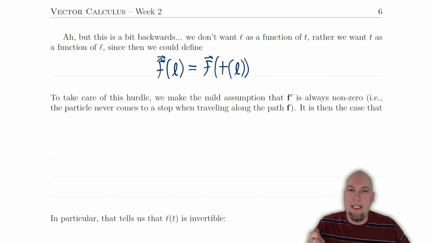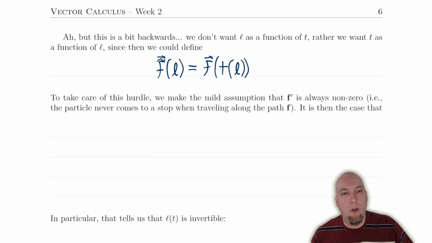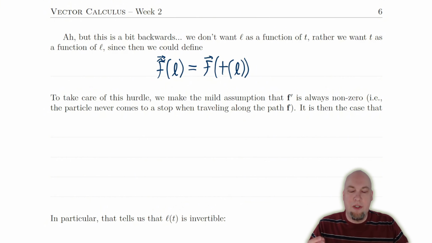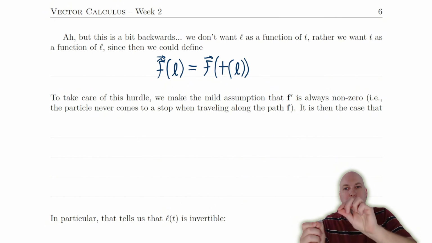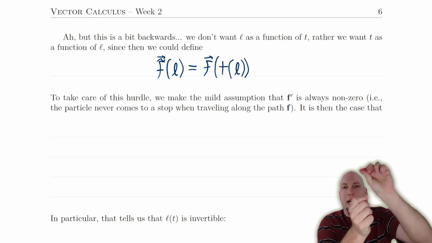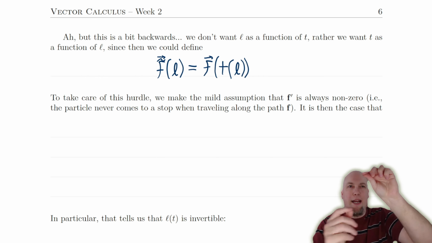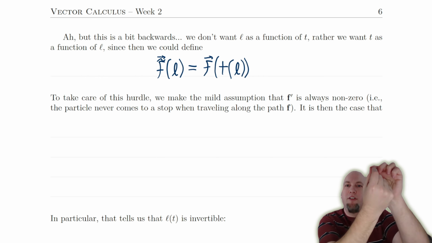There's one slight technicality that we've got to deal with here: it's not actually always an invertible function unless we make a slight extra restriction, and that extra restriction is that we only consider paths that have non-zero speed everywhere. We've got to assume that the velocity vector of our path is always non-zero. Otherwise, while the particle is moving along the path, it comes to a stop at some particular position, and then at that position, we can't be sure that the function's invertible, right?